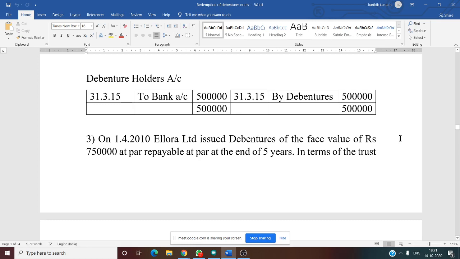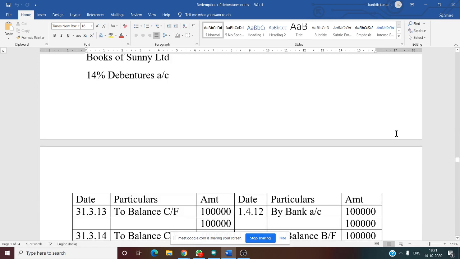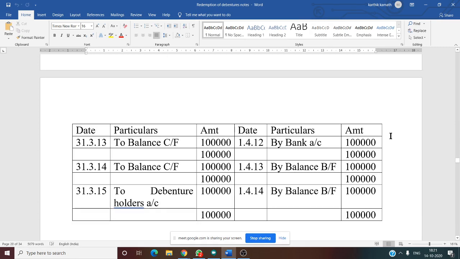So after solving 6 problems, you should now be able to do the sinking fund account very easily. You can prepare the sinking fund account, sinking fund investment account, and all types of ledger accounts after knowing all 6 problems.